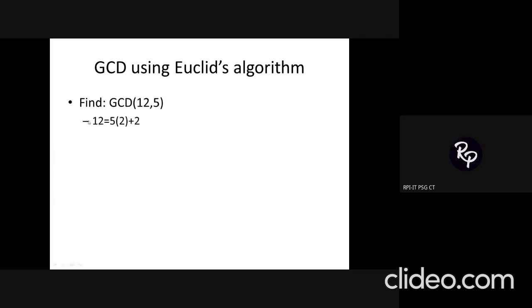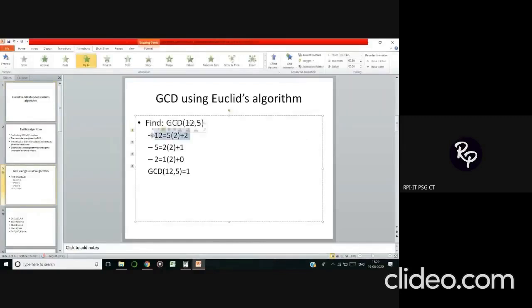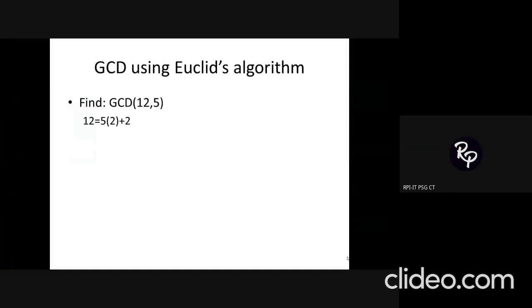So this largest number 12, you are going to represent in terms of the smallest number. So the largest number I have written over here, the smallest number I have written over here. So this 2 will be acting as a coefficient, and this 2 is going to be an additional 2 which I need to add in order to make this entire calculation 12.